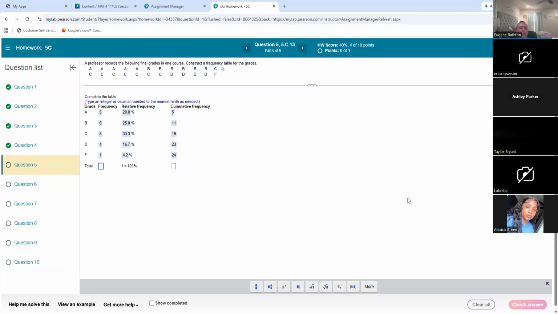All right, y'all, so what's the total frequency? Well, we know what it better be, right? How many tests did we have? So our total should be 24. Good job. And then it's showing that our percents added up to 100. And then your cumulative frequency total was also 24. So remember, on the totals, the frequency and cumulative frequency will be the same.